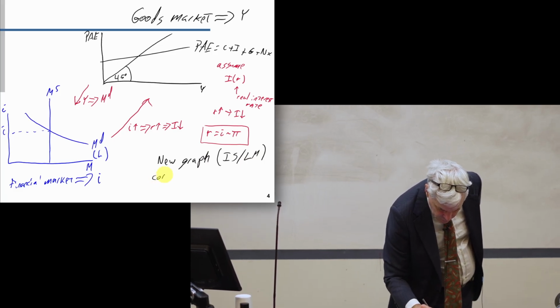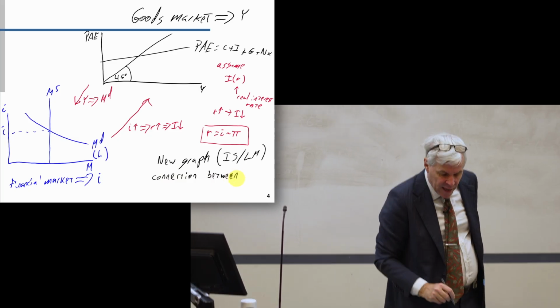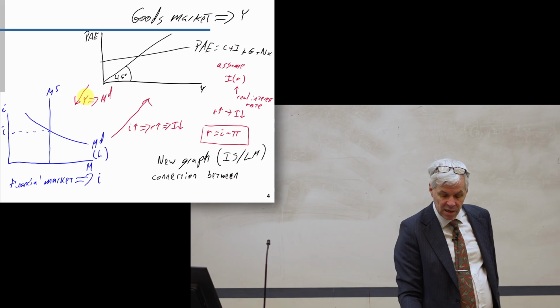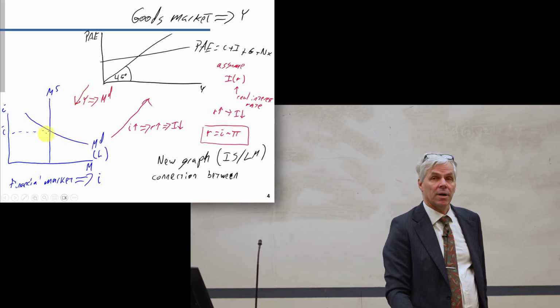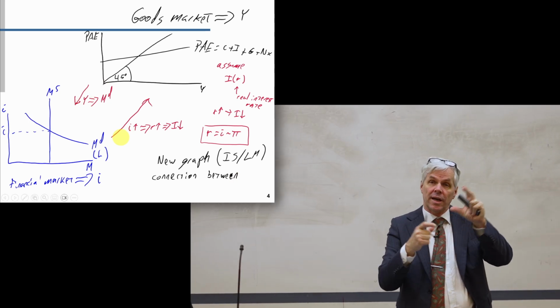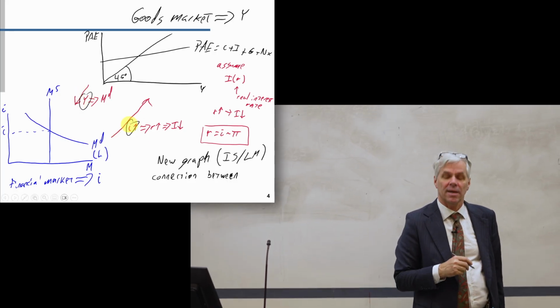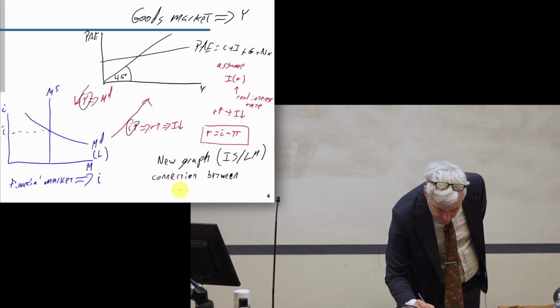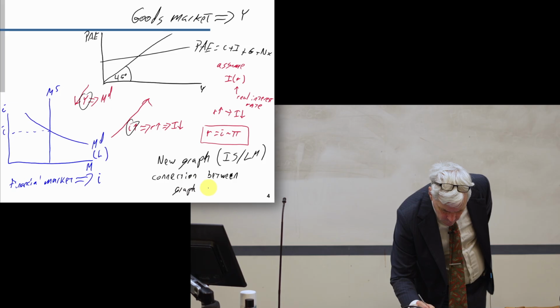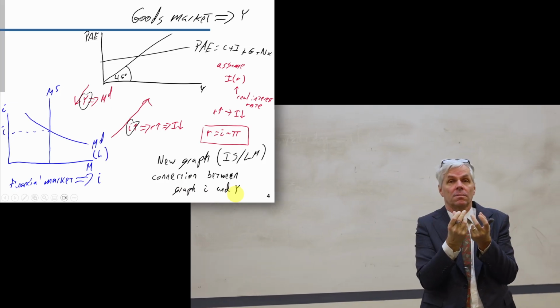That shows the connection between these markets. And in particular, we see that Y affects the goods market, the money market. And we see that i affects the goods market. So we want to graph those two things, those interconnections. Right? Our interconnection terms are Y and i. That's how things get connected. So our graph is going to graph i and Y. Because those are our two terms that connect these two markets.